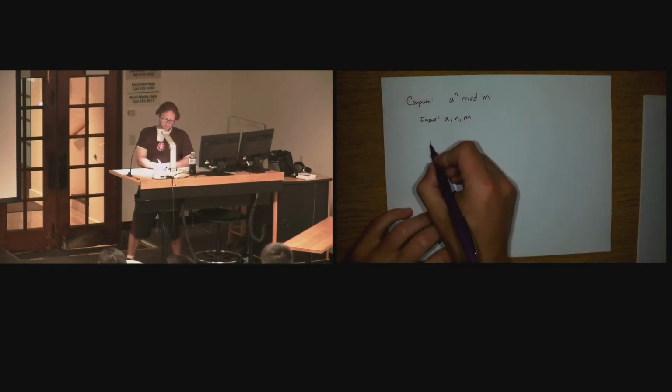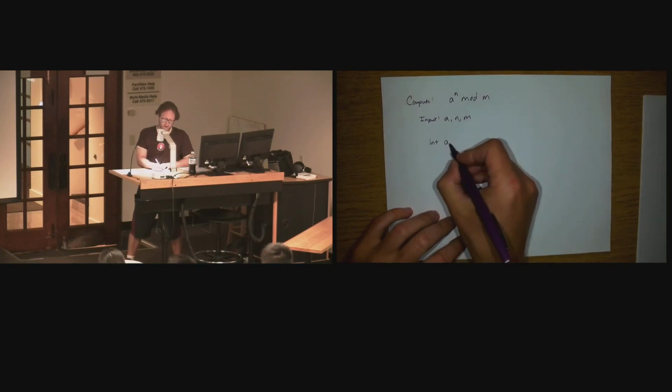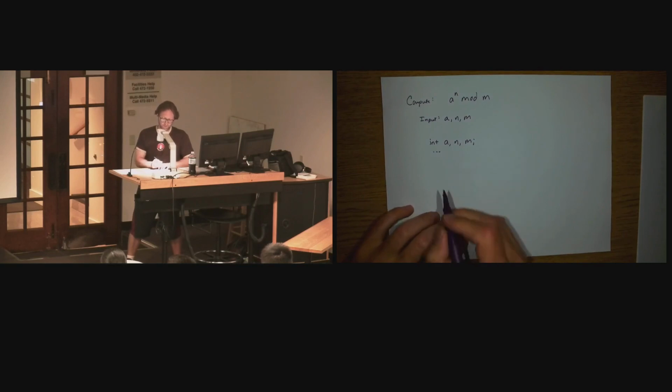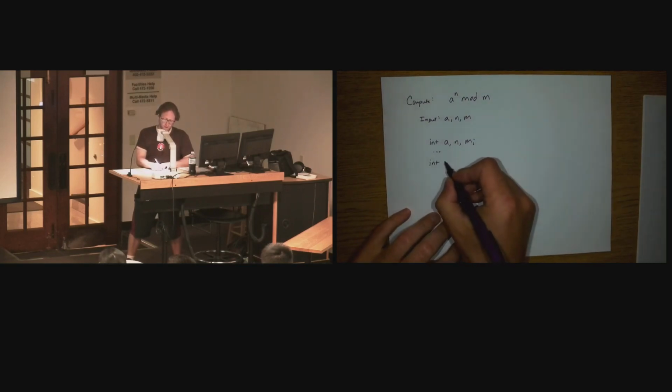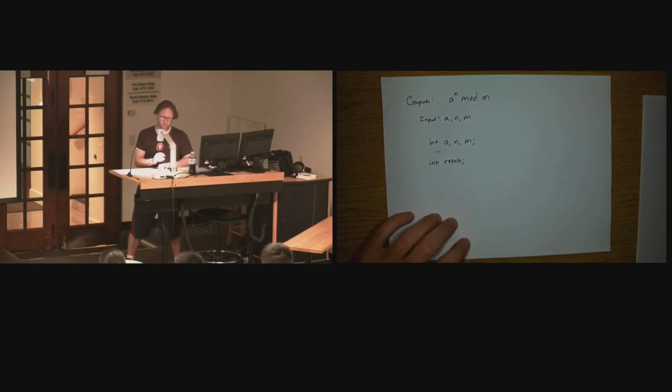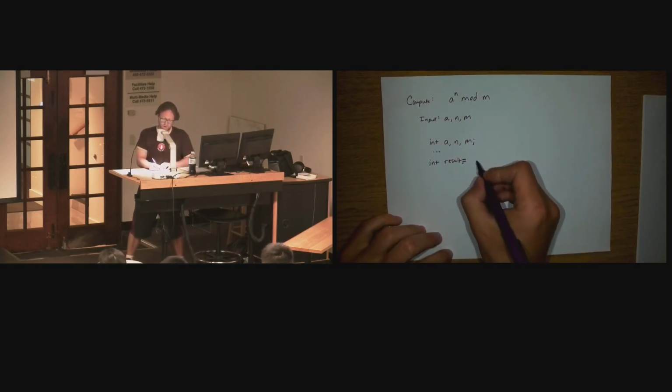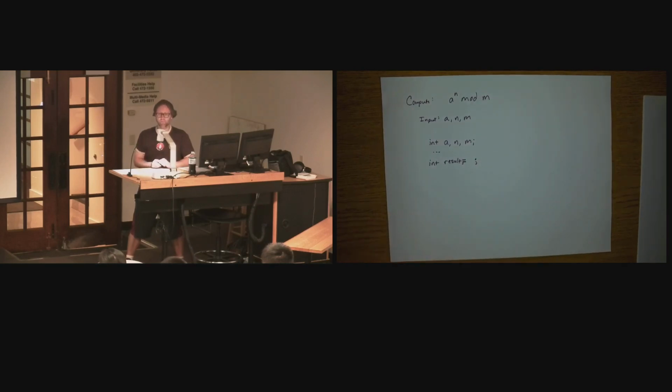I'll get you started. We'll say that they're all integers: int a, n, and m. And they get set somehow, who cares. Let's go ahead and create an integer here called r for result. In fact, let's just call it result. We're not paying by the character. So int result. And maybe I should have set that equal to something initially. We'll come back to that.